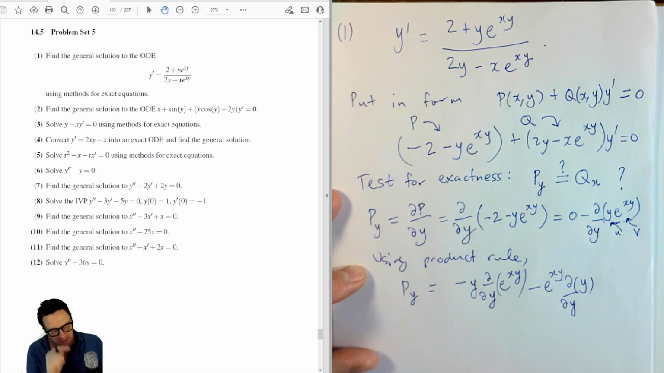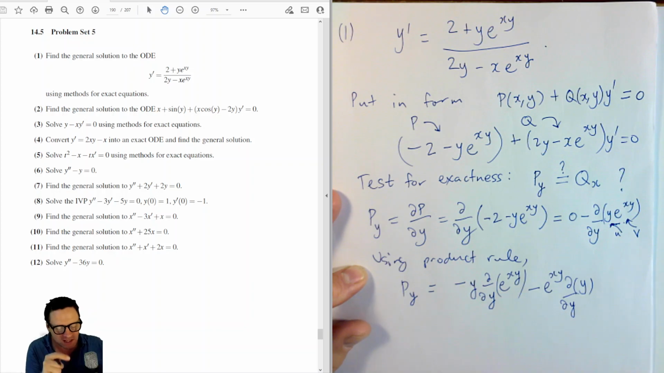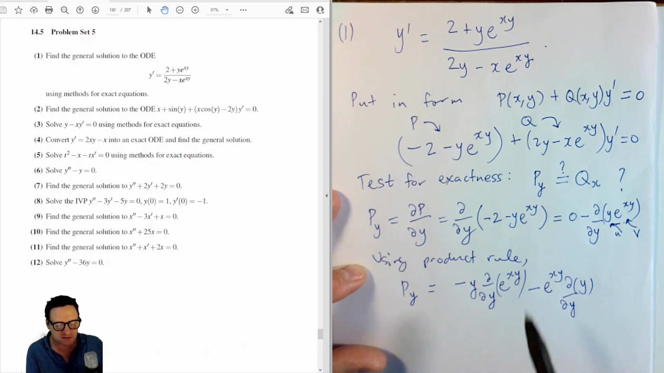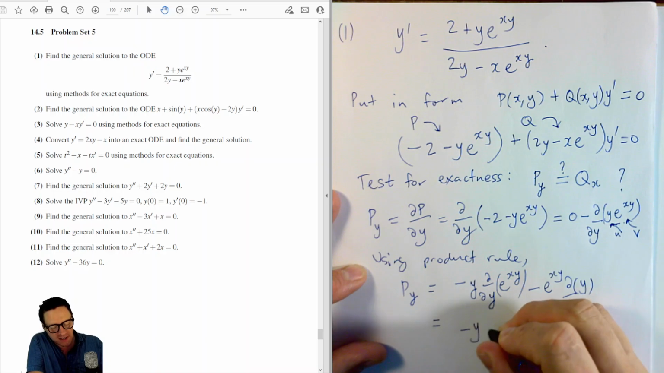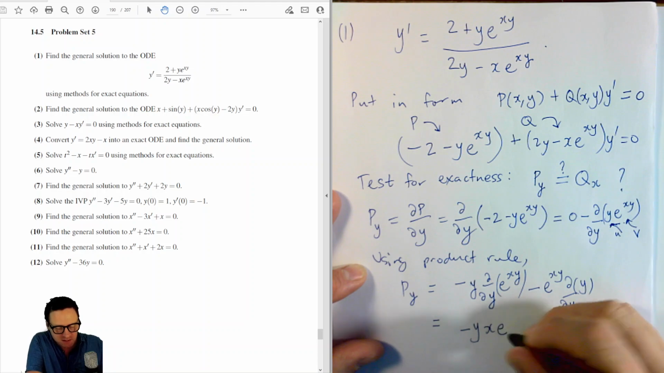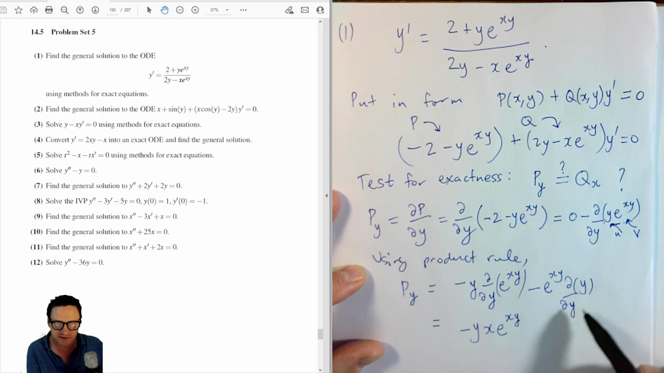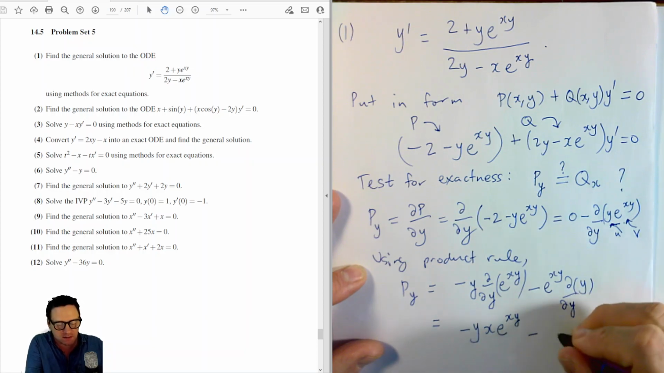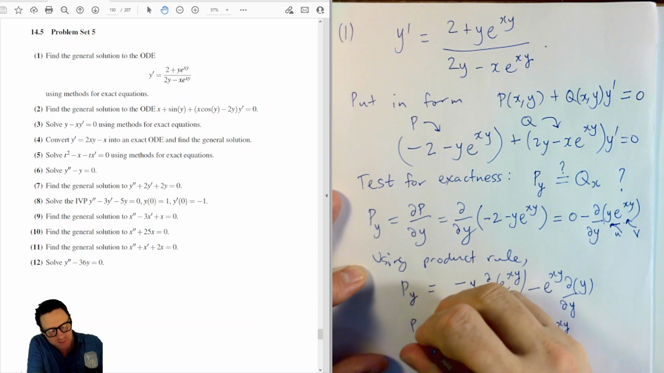All right, so let's take each of these partial derivatives now. So this one is easy. For this one, we need the chain rule, but we know how that works. When we differentiate xy with respect to y, we're treating all the other letters other than y as a constant. So we're treating the x as a constant, and so an extra x would come out. And so for this, we get minus y times x times e^(xy). Okay, now for this one, the derivative of y with respect to y is just 1. All right, so this is what we have for p subscript y.